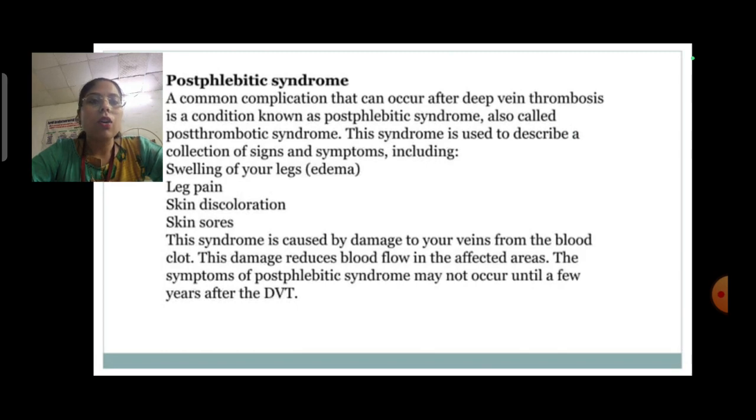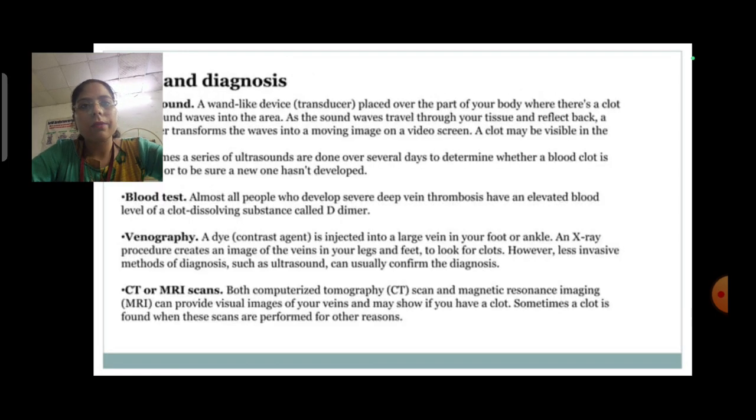Post-phlebitic syndrome. A common complication that can occur after deep vein thrombosis is a condition known as post-phlebitic syndrome, also called post-thrombotic syndrome. This syndrome describes a collection of signs and symptoms which includes swelling of your legs, also known as edema, leg pain, skin discoloration, and skin sores. This syndrome is caused by damage to your veins from the blood clot, and this damage reduces the blood flow in the affected areas. The symptoms of post-phlebitic syndrome may not occur until a few years after the DVT.